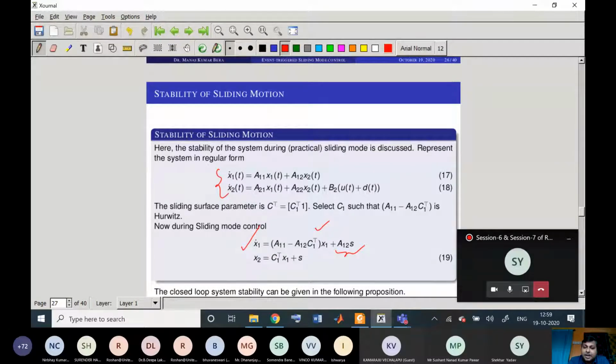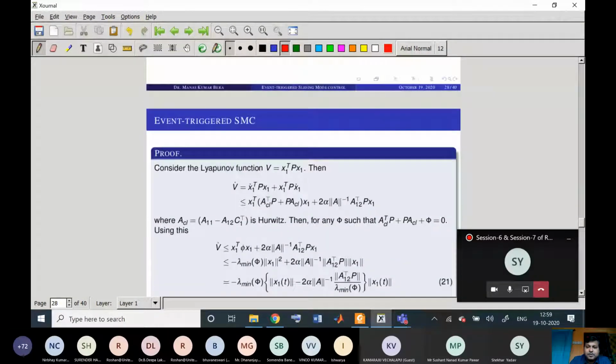Fine. So now, how can I guarantee that x1 will be stable? Here you have to consider that we can no longer assure that x1 is going to be 0 as t tends to infinity. We can at most guarantee that norm of x1(t) will be bounded by a region, meaning we can guarantee uniform ultimate boundedness of the system trajectory. Since it is a linear system, we have taken a Lyapunov function in the form of x1 transpose P x1.